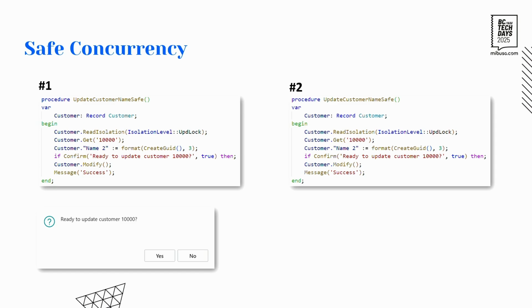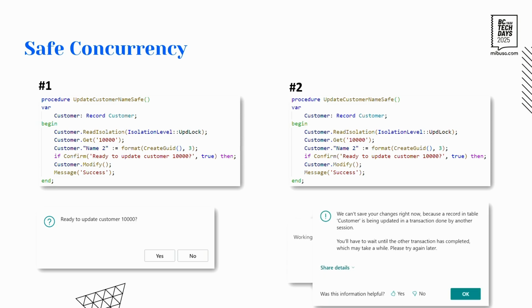Then we have the other, we can call safe concurrency. Again, it's the same code in both, except that this time we put an update lock on the customer, and user 1 gets to this spot, and user 2, because user 1 goes for coffee or something, right? And it's working on it, and eventually a timeout.